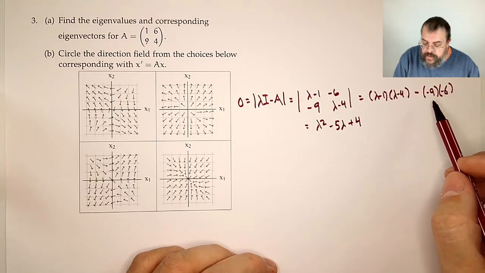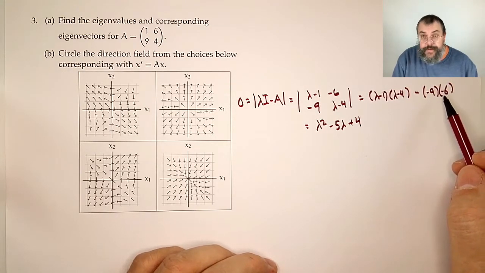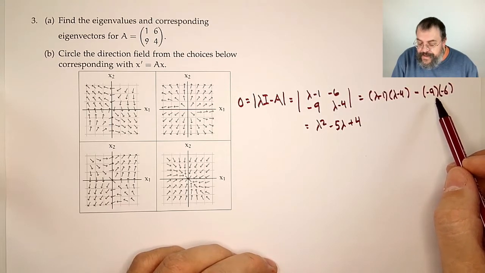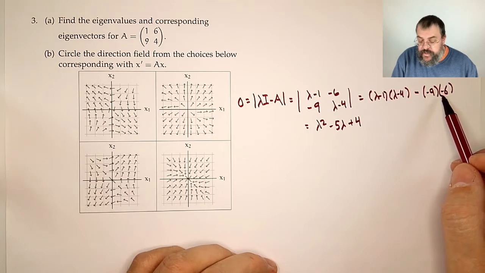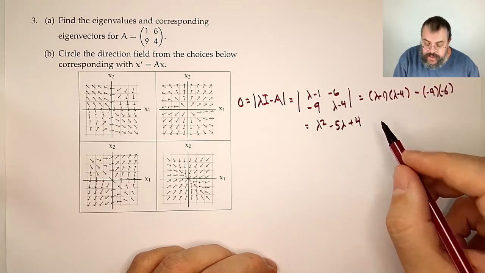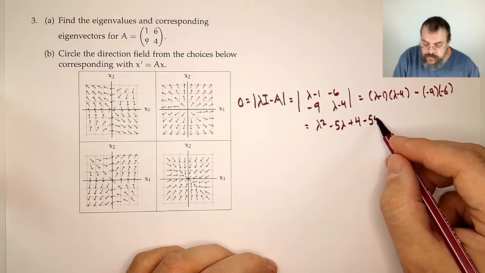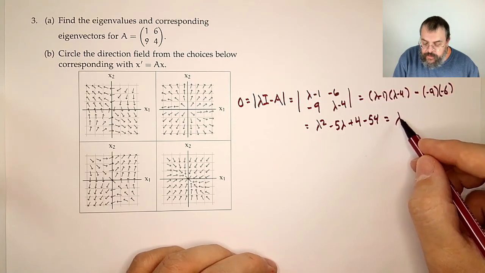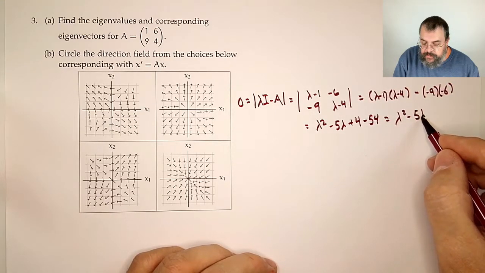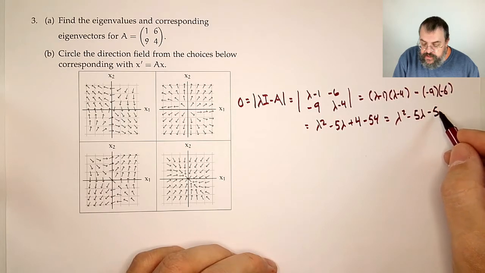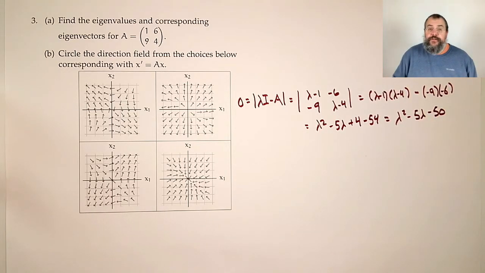And then we're going to have a big number here. 9 times 6 is 54. Okay, and then we're going to subtract 54. So we'll get lambda squared minus 5 lambda minus 50. Okay, but that's not so bad. Now, does it factor? 50 is a bigger number than we usually encounter.